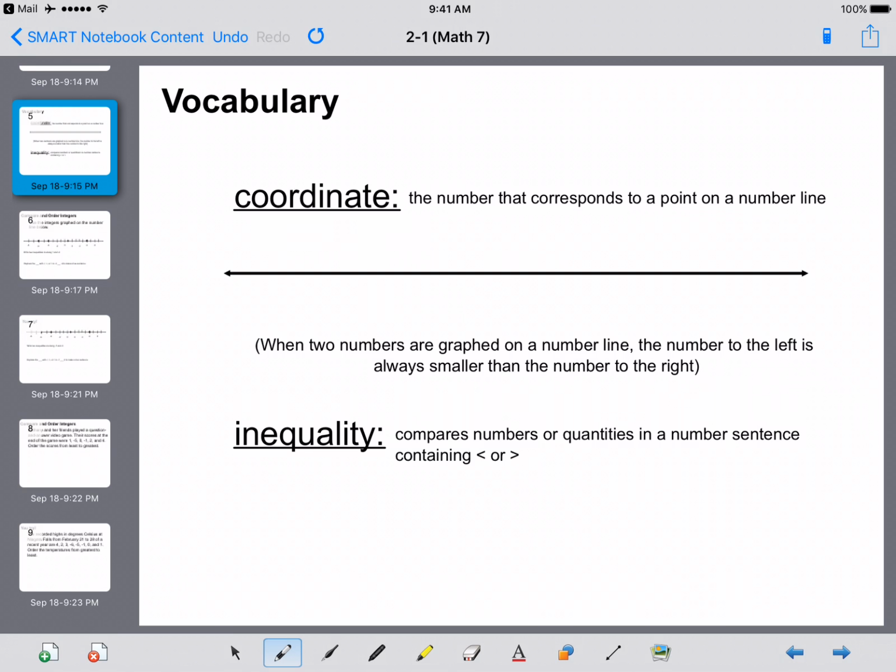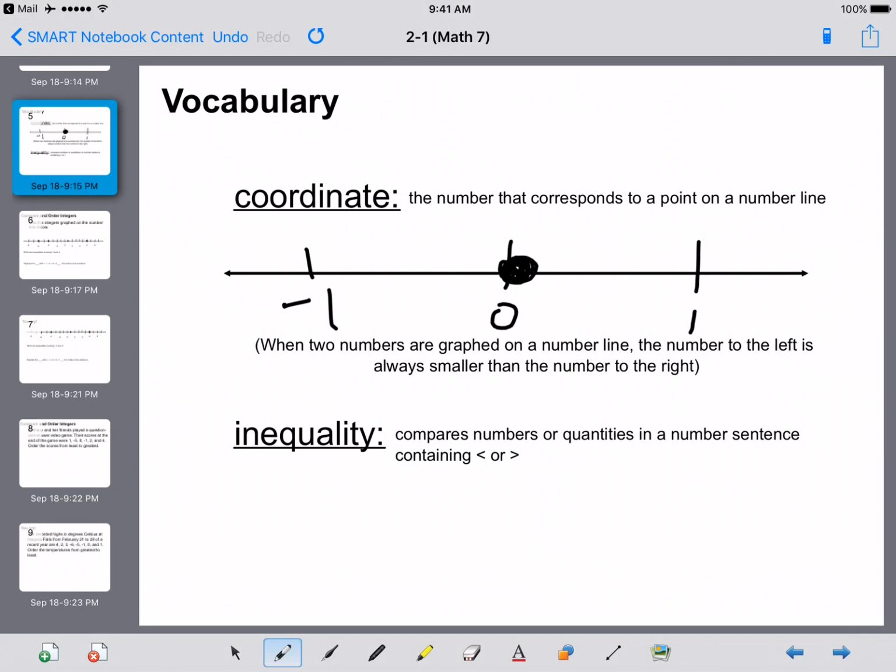So some more vocabulary for you is a coordinate. What a coordinate is, it's the number that corresponds to a point on a number line. So 5, -1, 0, 1. And you want me to graph 0? I'm going to put a point here. Our coordinate would be 0 because it's the number that corresponds to our point on the number line.